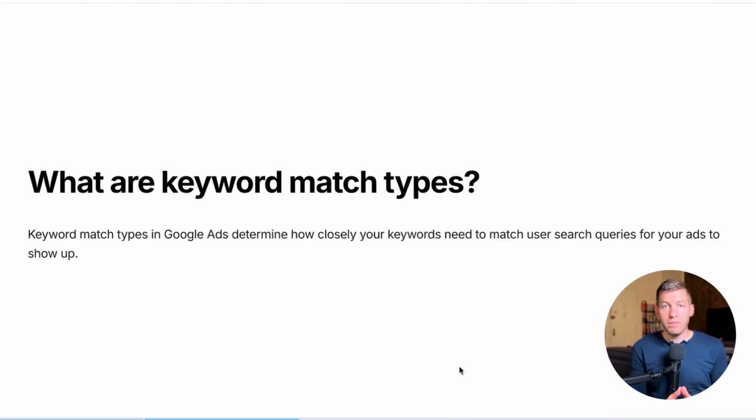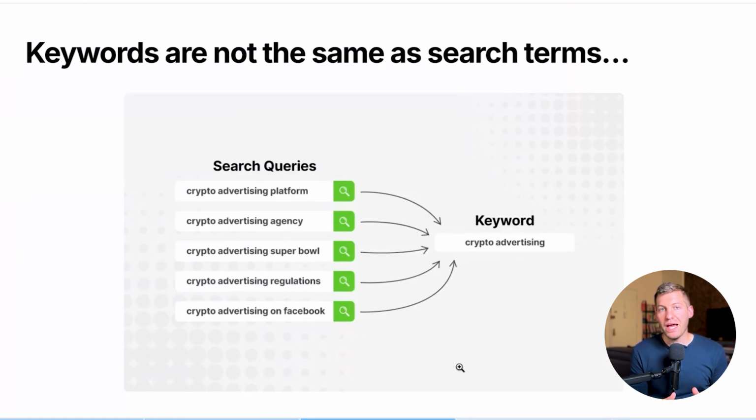Before I dive into the best match type strategies, I want to talk about what keyword match types are in general. Keyword match types in Google Ads are a way to determine how closely your keywords are going to match with the search queries that people search. To understand match types, it's important to understand that keywords are not the same as search terms. Just because you target a keyword in your Google Ads account doesn't mean you show up for exactly that phrase or word when someone is searching in Google. Based on the match types you're using, that determines how closely your keyword is going to relate to the search terms that you actually show up for.